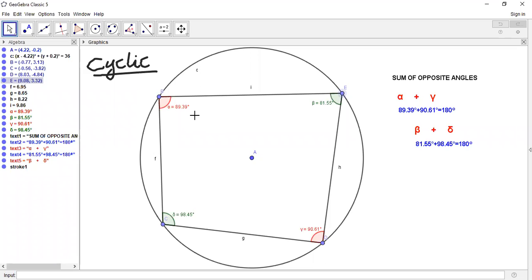What we have to say is that a quadrilateral whose all four vertices are on the circle is known as a cyclic quadrilateral. The very important property of a cyclic quadrilateral is that the sum of opposite angles is always supplementary, 180 degrees. Opposite angles of a cyclic quadrilateral are supplementary.